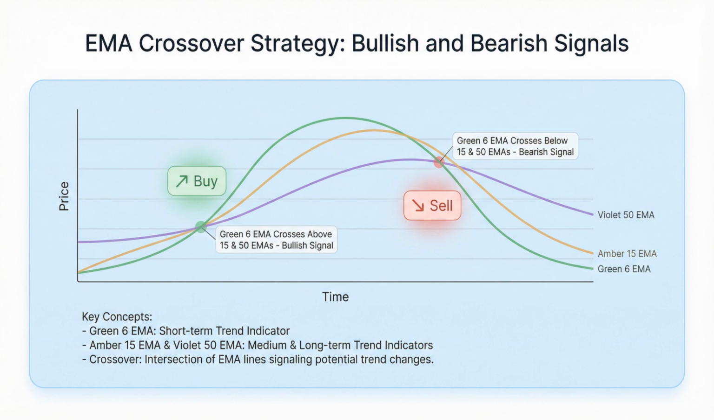However, relying solely on the 6 and 15 EMAs can create excessive market noise, leading to false signals. To filter this out, experienced traders use these crossovers in conjunction with established support levels and distinct candlestick patterns.